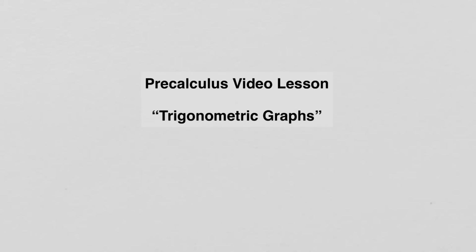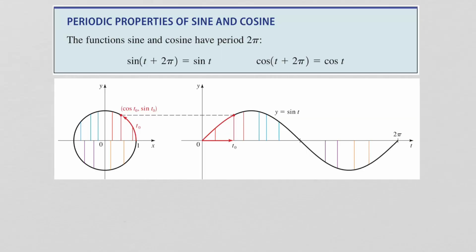Trigonometric graphs. The sine and cosine functions are periodic functions, and they have a period of 2 pi.